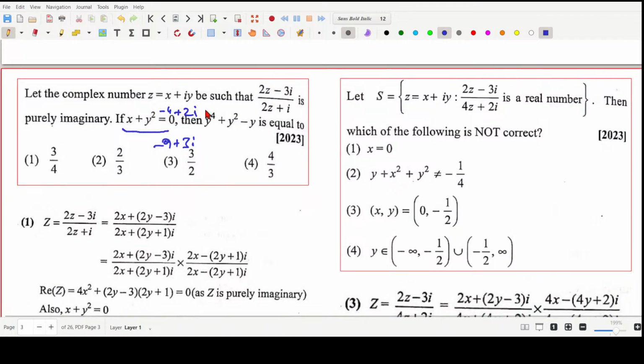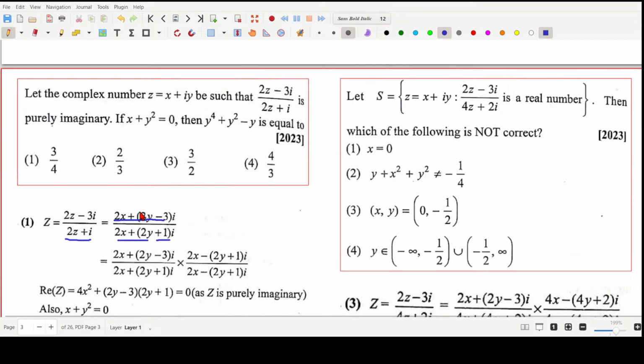Now, with this complex number, there is an additional condition. This one is purely imaginary. That means the real part is equal to 0. So in place of z, we will put x plus iy. 2 into x plus iy minus 3i has become this. Similarly, 2z plus i has become this.